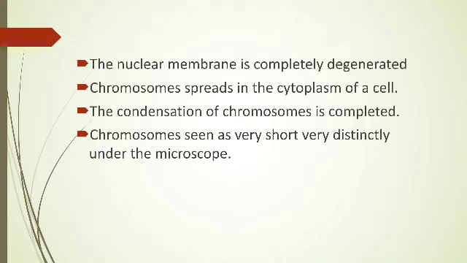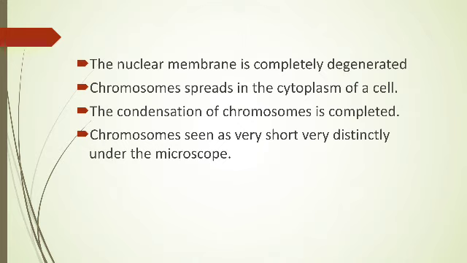Second point, chromosomes spread in the cytoplasm of the cell, as I told just now. The condensation of the chromosomes is completed. Okay, chromosomes are condensed now, and the chromosomes are seen as very short, very distinctly under the microscope. As the chromosomes become very short and very thick, we can see them under the microscope very clearly. So actually the metaphase can be very clearly observed under the microscope, and we can identify it very easily because the chromosomes are arranged on the equatorial plate.